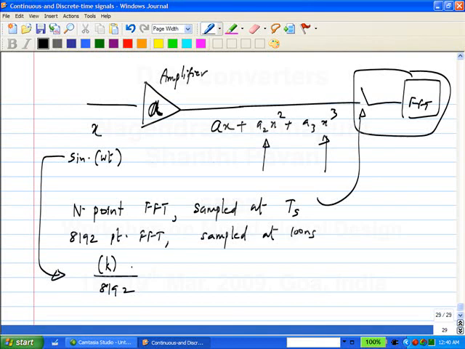Again, you can try this also in MATLAB. You simply have some x which is a sinusoid. You pass it through a1x plus a2x square plus a3x cube and take the DFT of that. And again you can see what happens if you have it on the bin, off the bin, and so on.